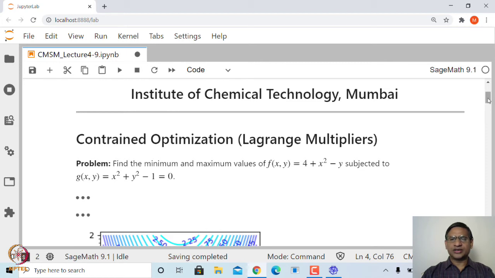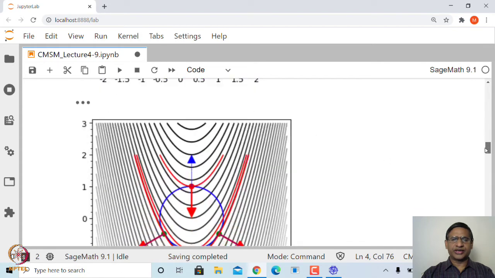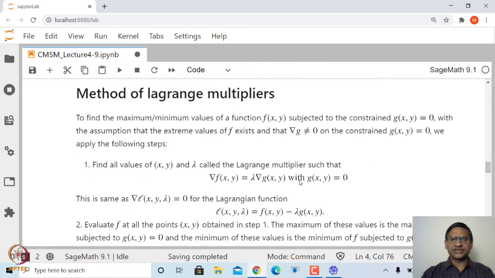Of course, you can extend this to functions of 3 variables and more variables. The procedure will be the same. In case you have a function of 3 variables, grad f is equal to lambda times grad g will give you 3 equations and then g x y equal to 0 is the 4th equation. If it is n variables, this will give you n plus 1 equations in n plus 1 variables x 1, x 2, x n and lambda, right.